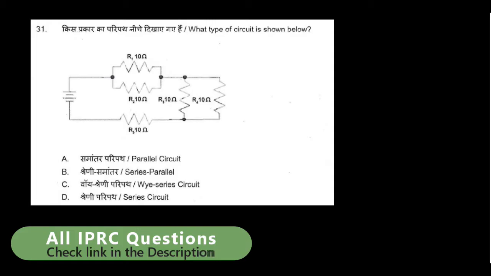Question number 31. What type of circuit is shown below? If we look here, this is a resistive network. Here the resistors are in parallel, here also parallel, but this 10 ohm and all these 3 are in series. So it is a series parallel combination circuit. Option B is the right answer.